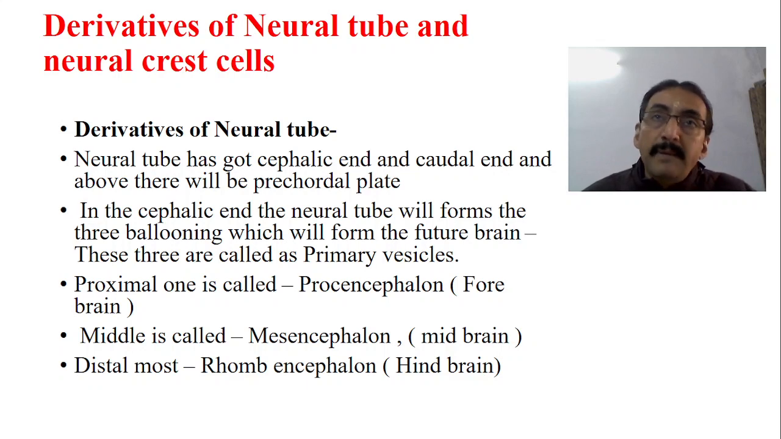In the cephalic end, the anterior end, the neural tube forms three ballooning structures, which are going to form the future brain. These three ballooning-like structures are called primary vesicles. The proximal one is called prosencephalon, which is going to form the forebrain. The middle one is called mesencephalon, which will form the midbrain. The distal-most is called rhombencephalon, which will form the hindbrain.